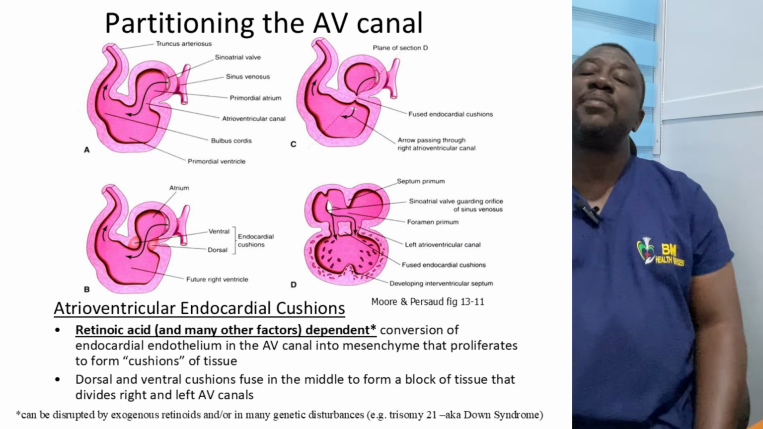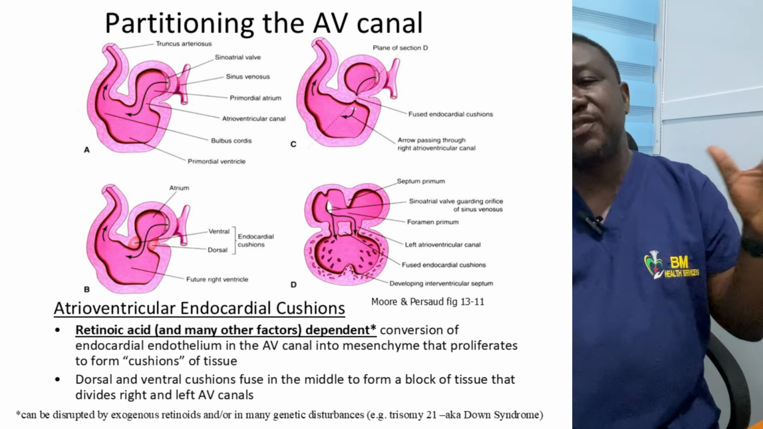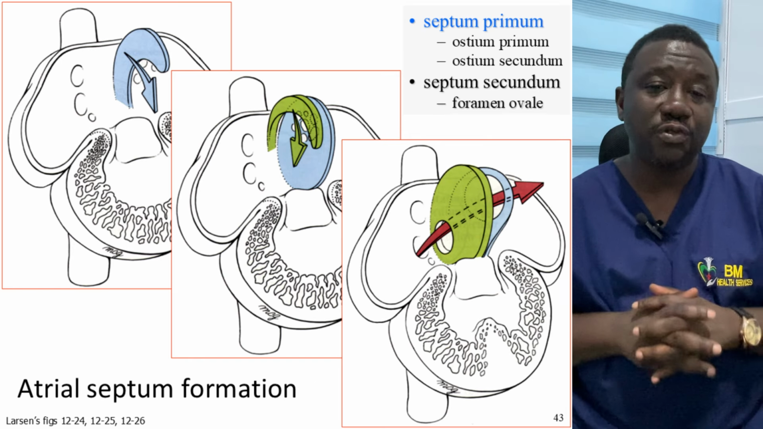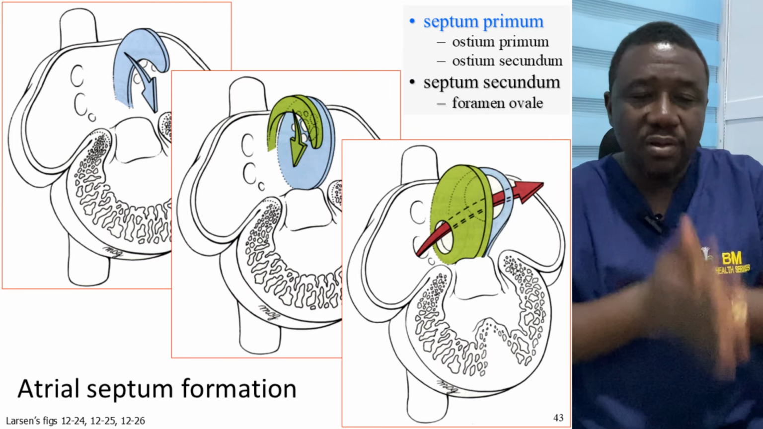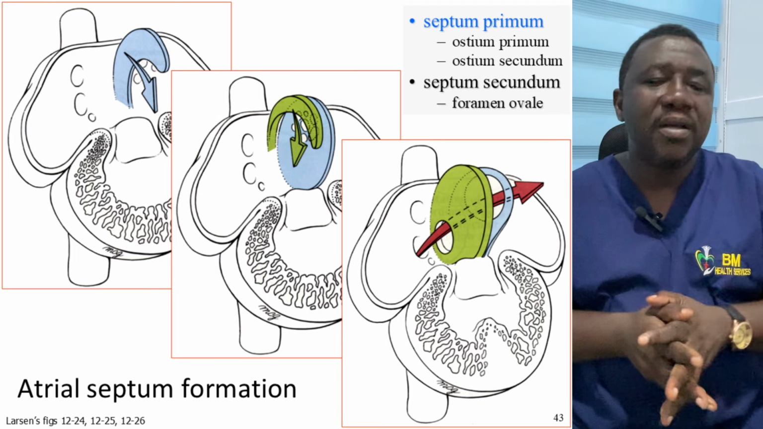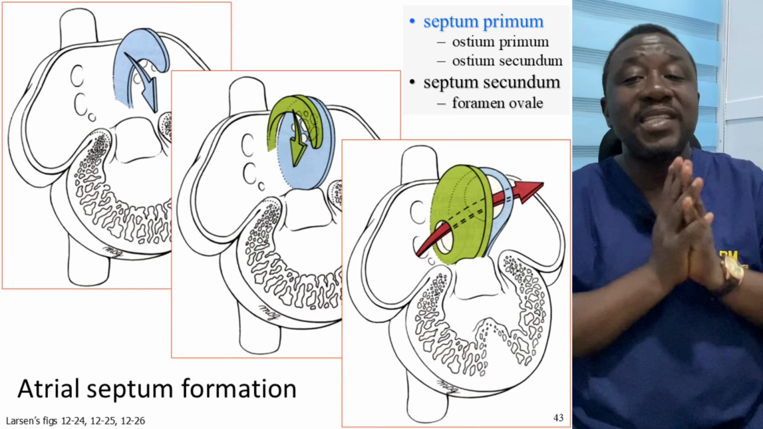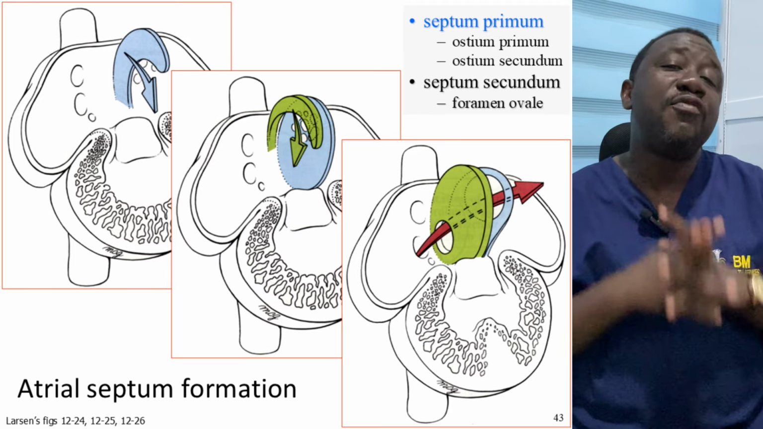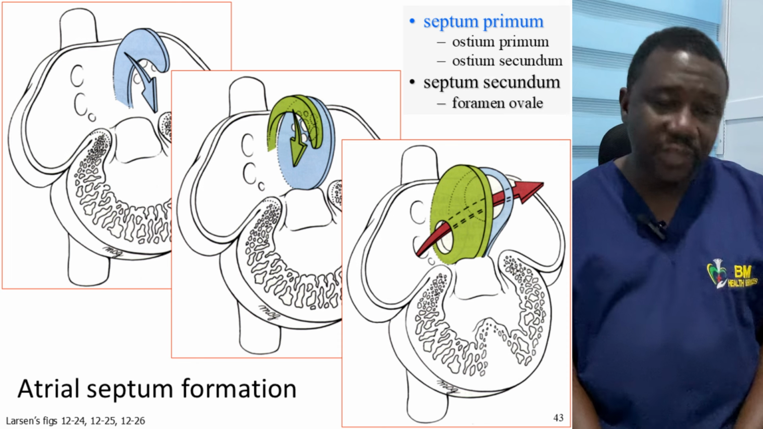Now let's look at the septum formation. Remember, between the right and the left atrium, we need a wall. The wall is what is regarded as a septum. Between the left and right ventricle too, we need a wall. Also septum. So we have septum between the atria, we call it atrial septum, and then we have septum or wall between the ventricles. We call it ventricular septum. So I'm going to look at the formation of each of these walls.